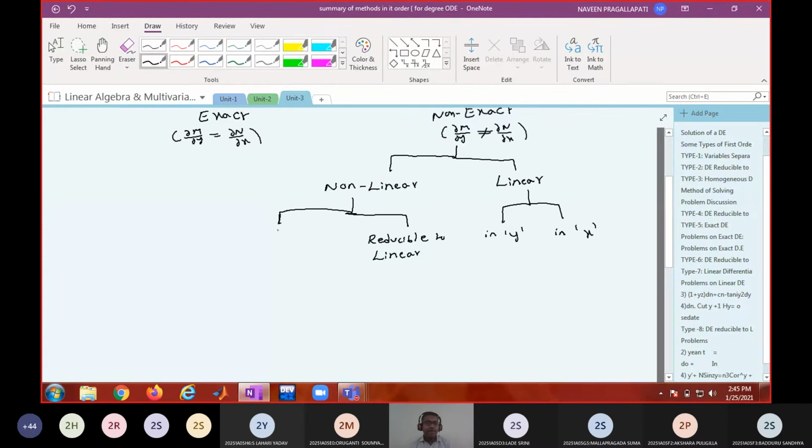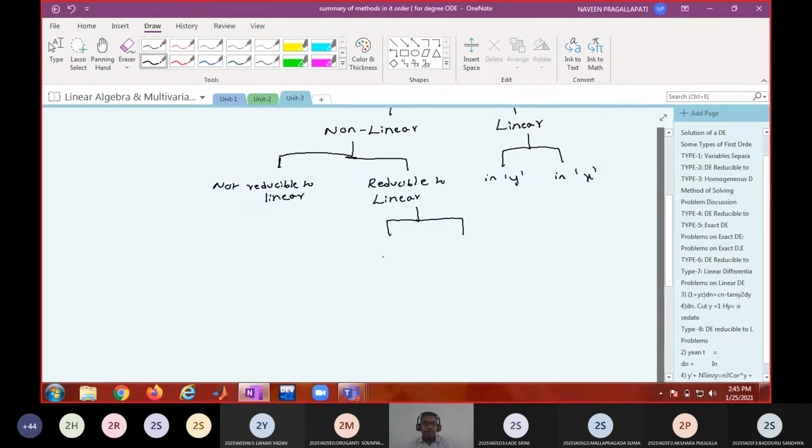What other question is there? It may not be reducible to linear. So, reducible to linear, how? By Bernoulli's method, or by a substitution, right? By a substitution.